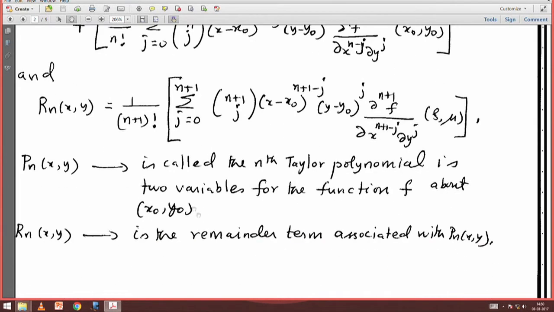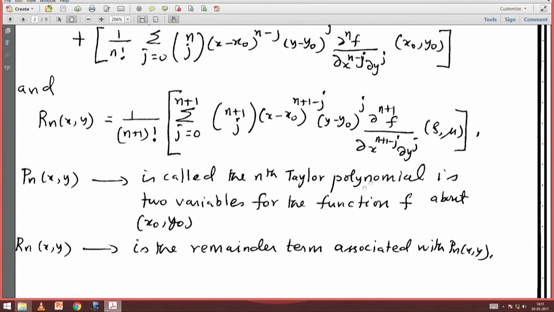the rest of the terms, which is given by 1 by n plus 1 factorial, sigma j equal to 0 to n plus 1, Cj, x minus x naught power n plus 1 minus j into y minus y naught power j into the n plus 1th derivative of f with respect to x n plus 1 minus j times and with respect to y j times, evaluated at psi comma mu. This Rn is called the remainder term associated with Pn, and Pn of x, y is the nth Taylor polynomial in two variables for the function f about x naught, y naught.